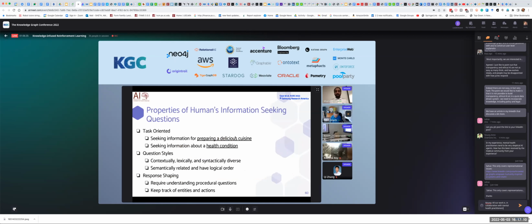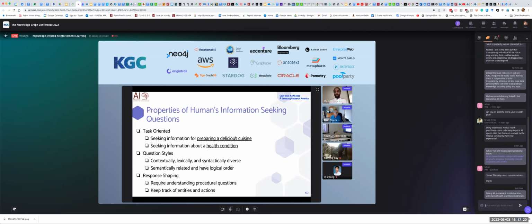So essentially, what I found were the three major criteria in which human information seeking behavior can be manifested. The first is task oriented, for example, a person seeking information about preparing a delicious cuisine, or asking for information about health conditions. Essentially, what Kaushik talked about was when an agent would learn to interact with you over time. Here we are looking at a system which itself has the capability of generating questions which are contextual, lexically and syntactically diverse. And most importantly, they are related to each other and they have a particular structure in which they can be asked.